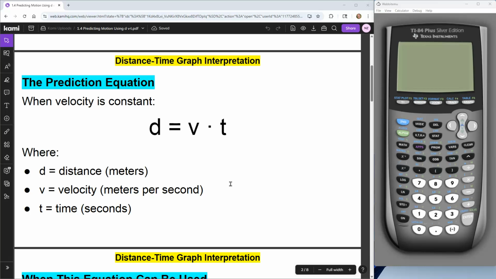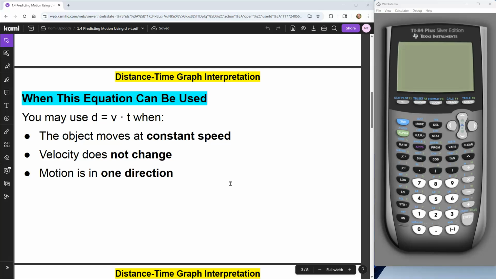So the prediction equation that we'll use for velocity, when velocity is constant, is distance equals velocity times time. D is our distance in meters, V is our velocity in meters per second, and T is our time in seconds.